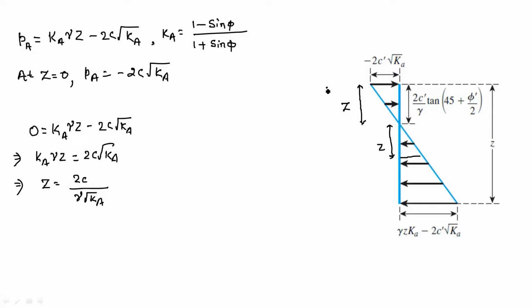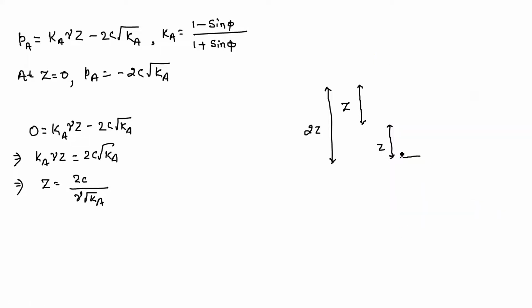So we can say that from top to 2z, that is, from top to twice the depth of tensile crack, the resultant stress will be 0. That is, whatever the amount of tensile stress, that will be equal to the compressive stress. So that depth is called the depth of unsupported excavation, that is called critical depth. It means the soil can be excavated without any lateral support.